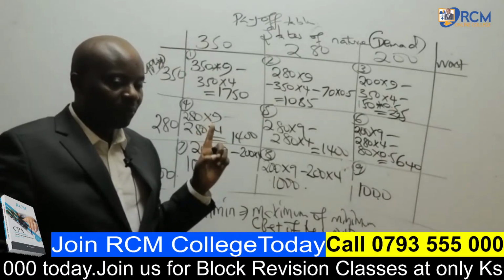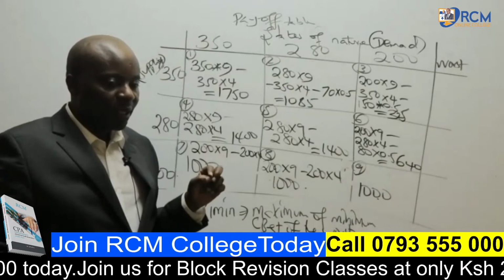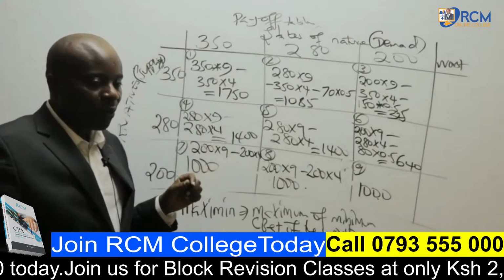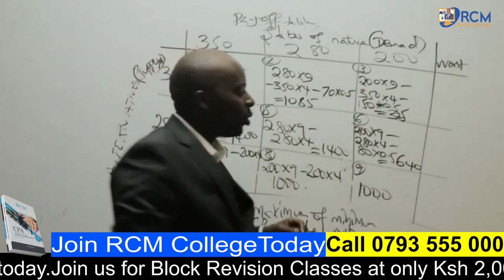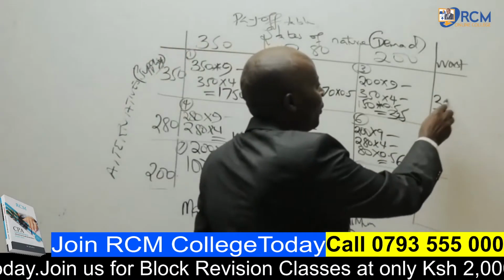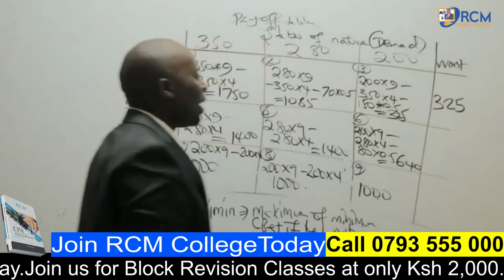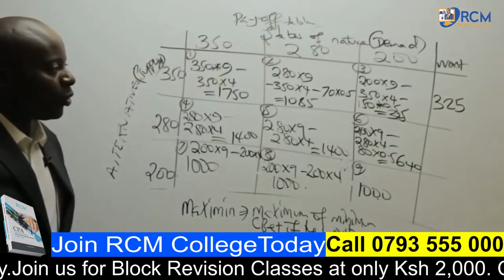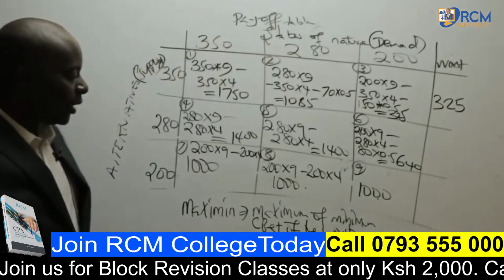The worst amount for the first row. Which one here is the worst amount for the first row? 325. How about row number 2? Row number 2, the worst is the least. The worst is the minimum.